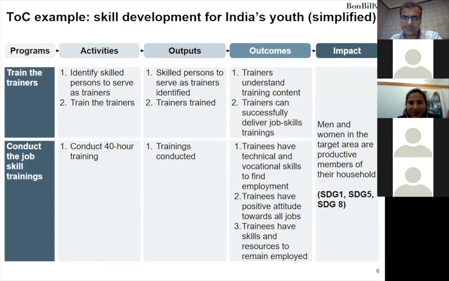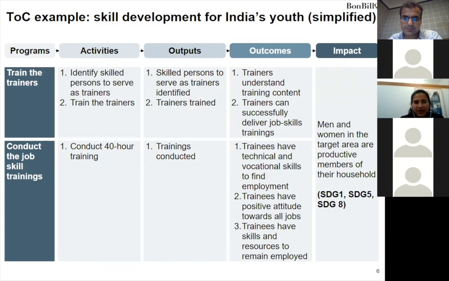This program was aimed at improving skills for youth in an Indian market. So the programs were, they were going to train the trainers so that they could scale really fast. And then they were going to conduct job skills training so that you create skills in youth that companies actually want, so that there is demand, yes, but there's also a supply of those right fit skills, right? So that is the two programs that this company was running.